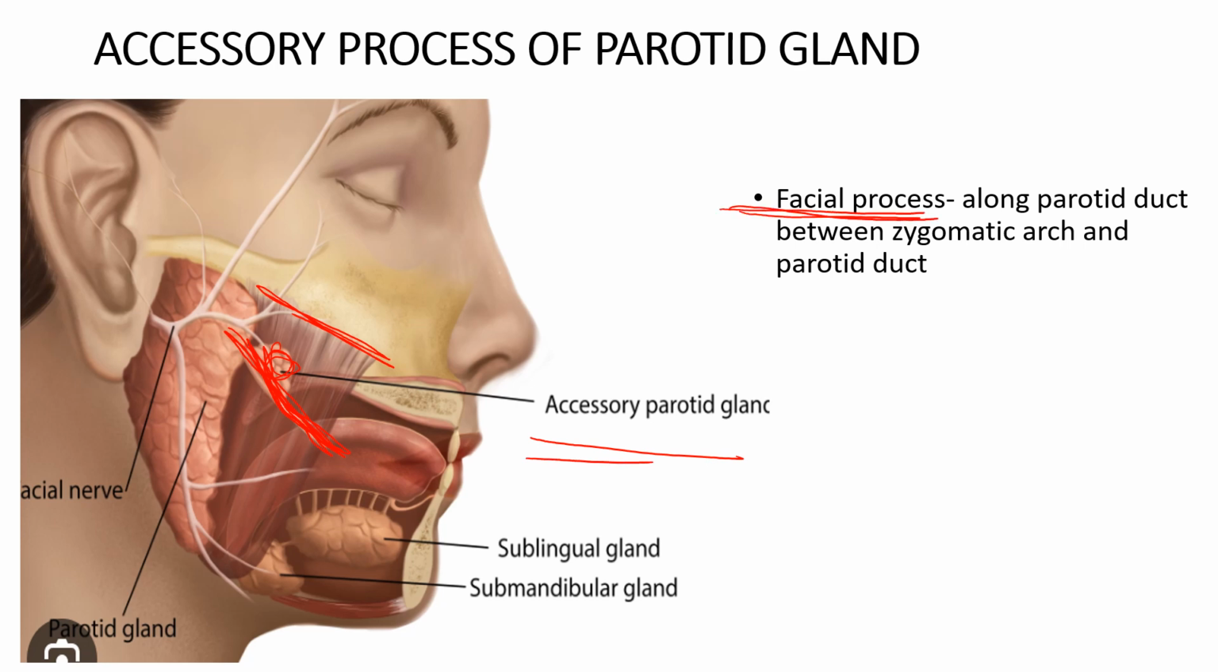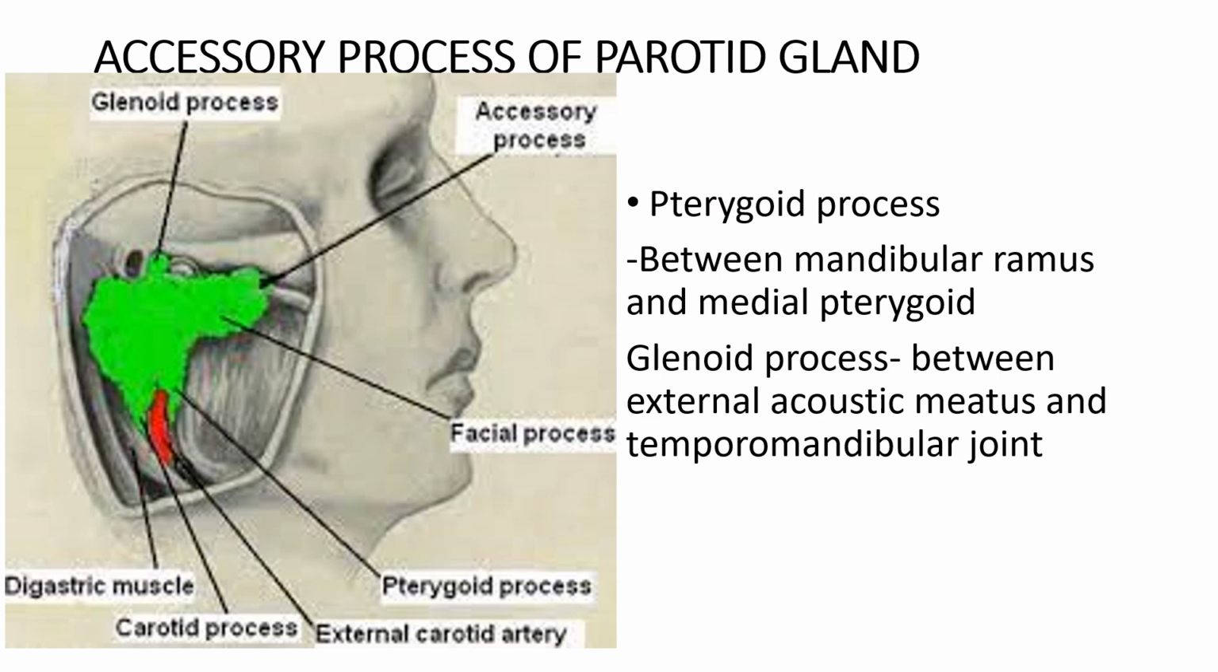There are several other processes. For example, you have one such called as pterygoid process. You can appreciate the pterygoid process here. So this is the pterygoid process which is seen in between the ramus of the mandible and medial pterygoid muscle. It's in between the ramus of the mandible and medial pterygoid.